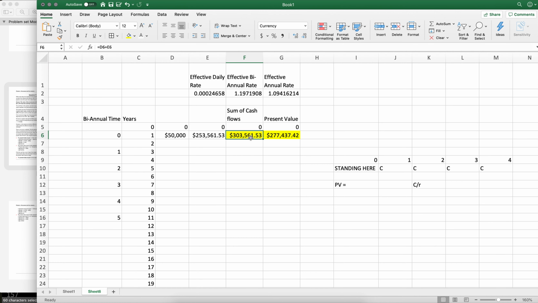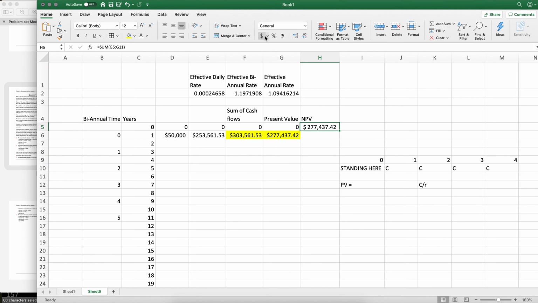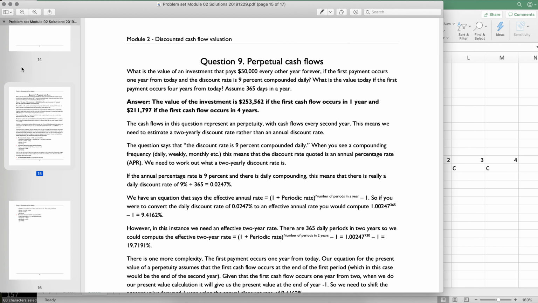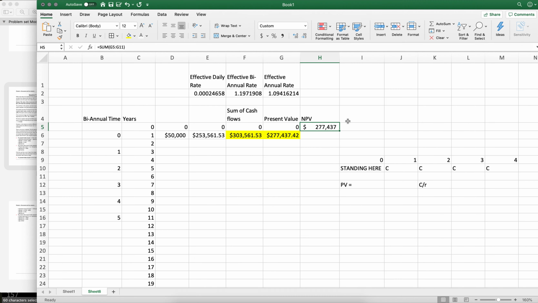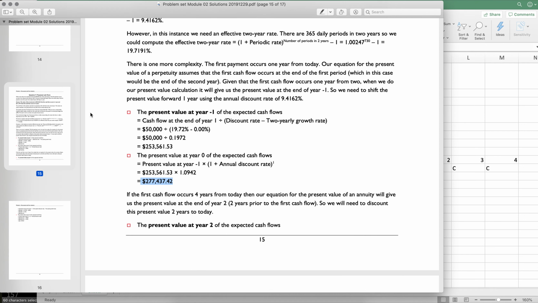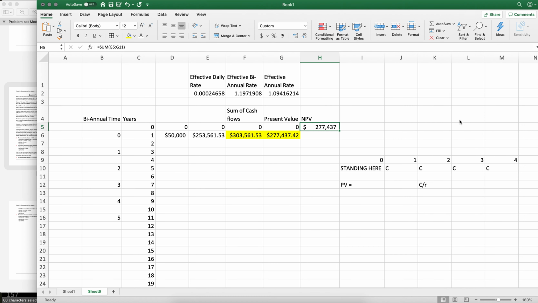So we summed these, it was 300,000. We got the present value of all the cash flows, and then the NPV, which is a little bit arbitrary, is just going to be the sum of all these. And since we only have one cash flow, it's $277,000. And notice that that is the answer that he comes up with here, 277 and change, 437. Yep. So this is the answer.